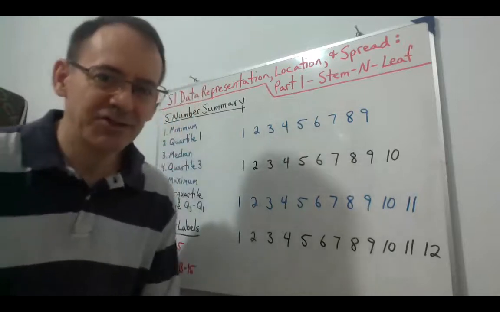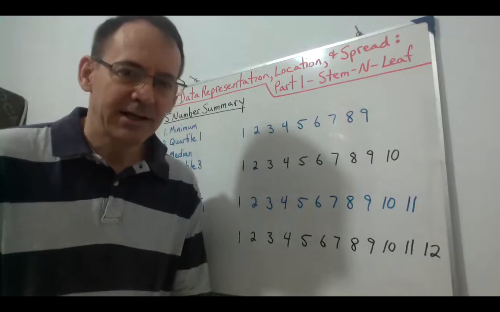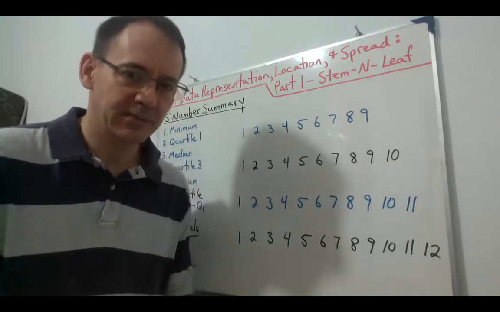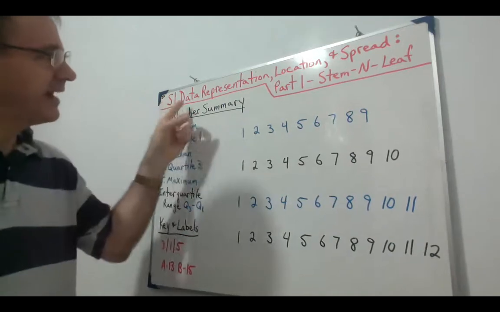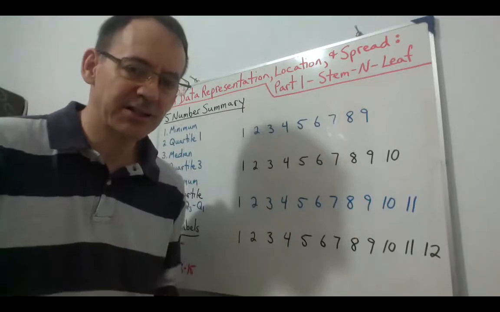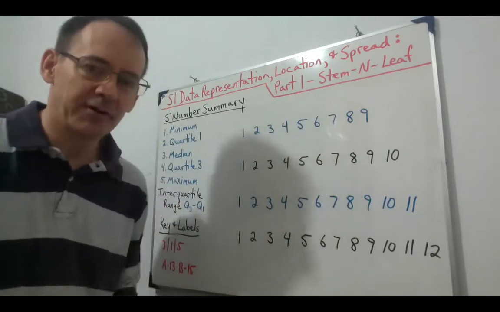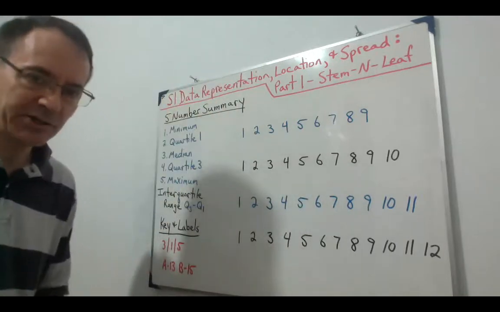Today we would like to start our series on the Statistics 1 Cambridge Math curriculum. So here we are, Statistics 1: data representation, location, and spread. These are actually the first 3 chapters of a Cambridge textbook. I combine them into one unit.